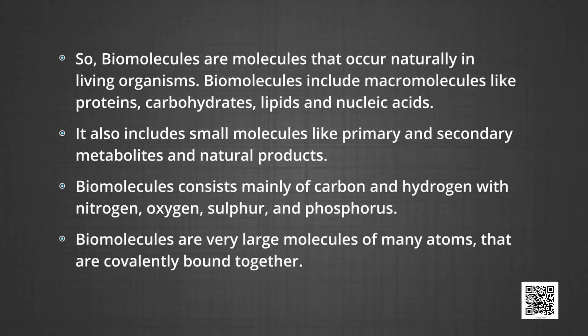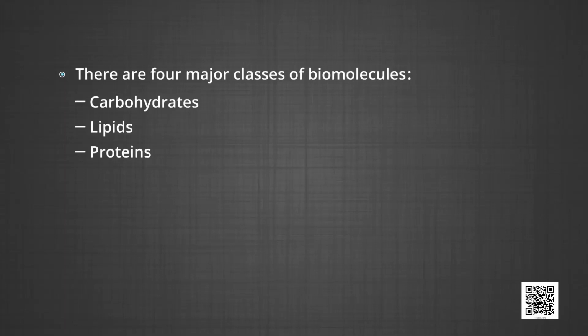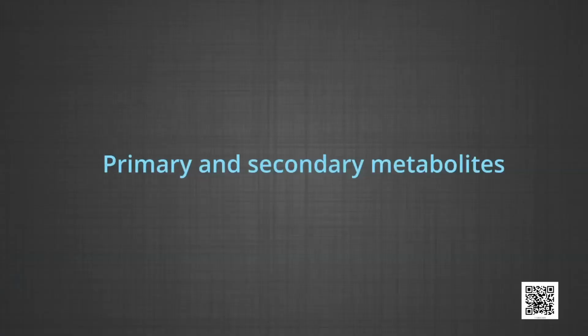Biomolecules are very large molecules of many atoms that are covalently bound together. There are 4 major classes of biomolecules. You can say first is carbohydrates, then lipids, proteins, nucleic acids. Now, what are the primary and secondary metabolites? The metabolites are the products of metabolism.